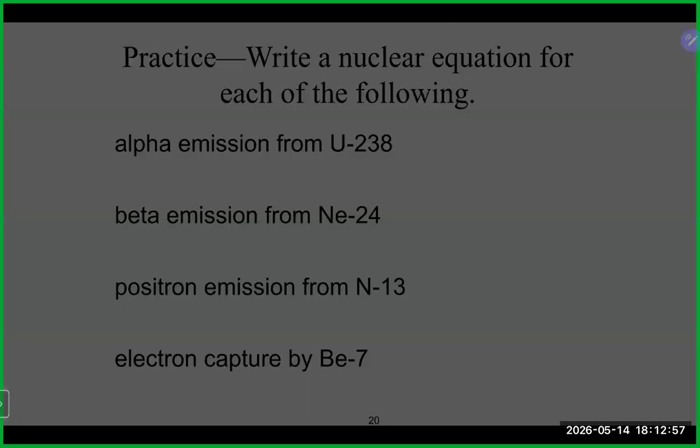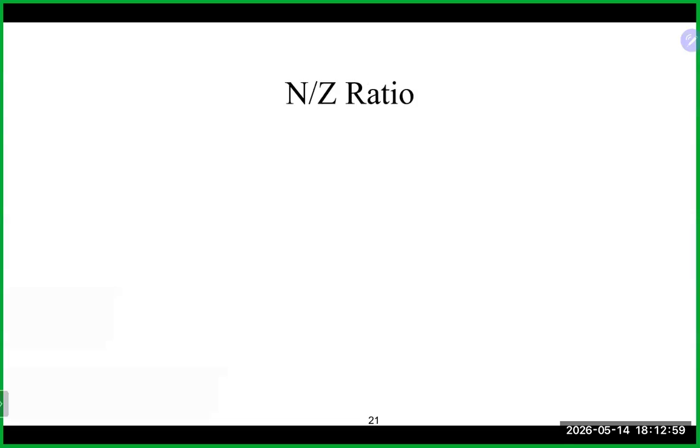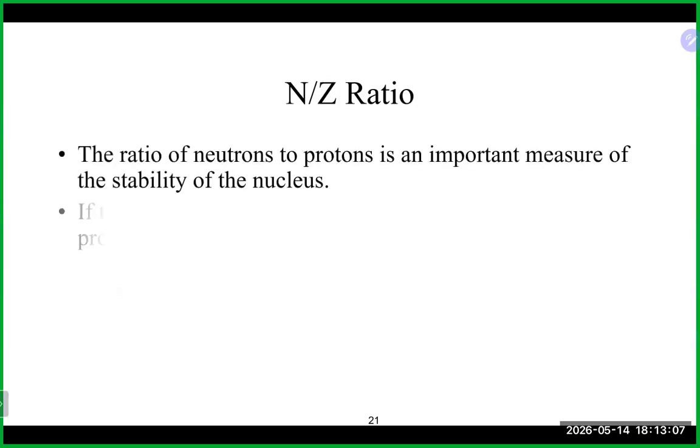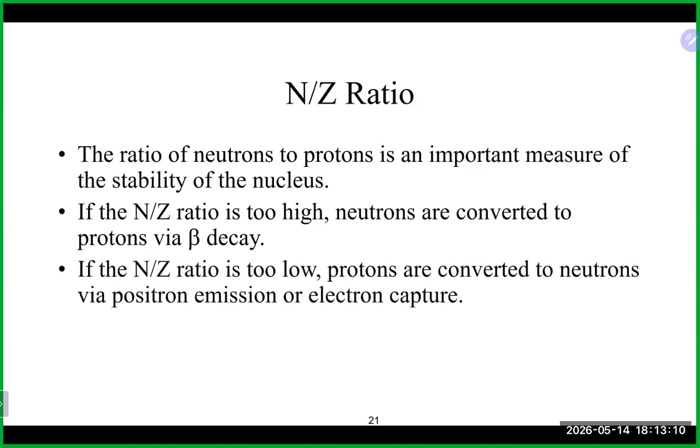Or not? All right, the next thing we're going to actually talk about is something to do with stability. And there's a few ways that we look at stability. One of the ways we look at stability is through what is sometimes referred to as the N to Z ratio, or the neutron to proton ratio. So N is neutron, Z is the atomic number, which is the protons. And depending on this ratio, it will help you decide whether or not a nucleus is going to be stable, or a nuclei.